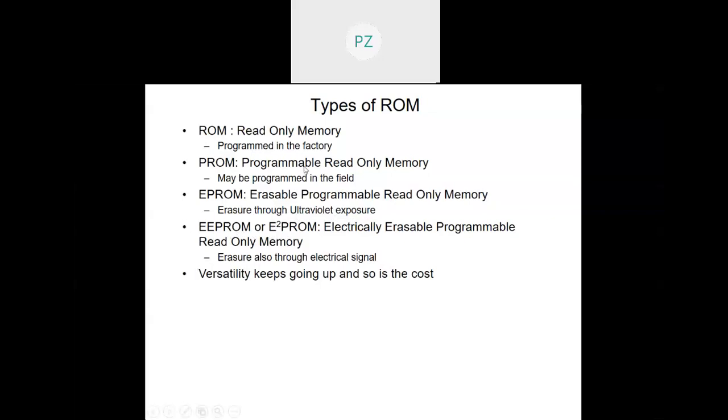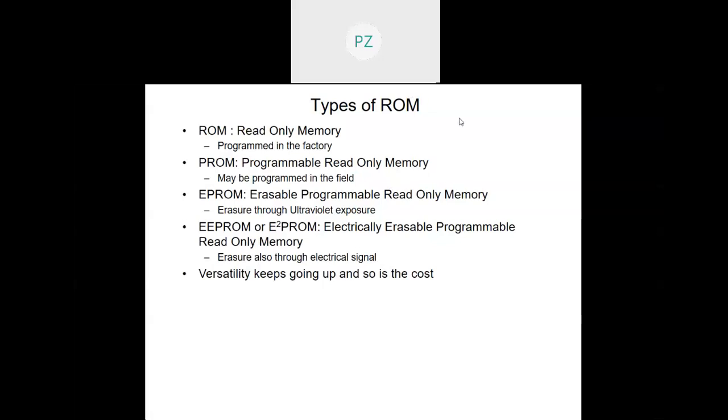Just as we were doing the programming by electrical means and erasure by ultraviolet exposure, over here both programming and erasure can be done using electrical means. So that becomes EEPROM. Versatility keeps going up when you move from ROM to PROM to EEPROM, or E square PROM. The versatility keeps going up, and obviously the cost also keeps going up. So these are the different types of ROM that you can employ.